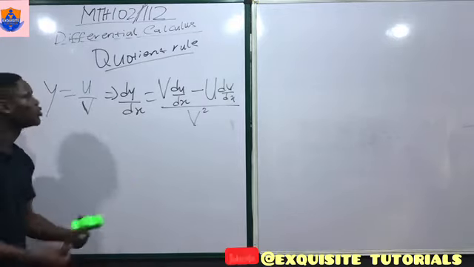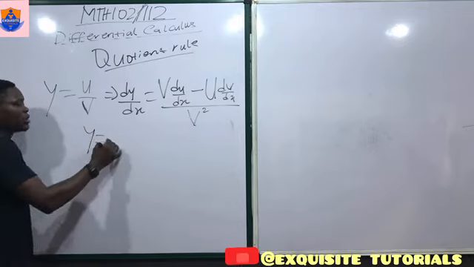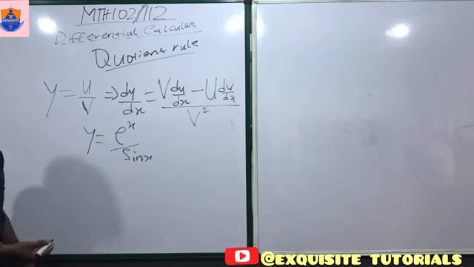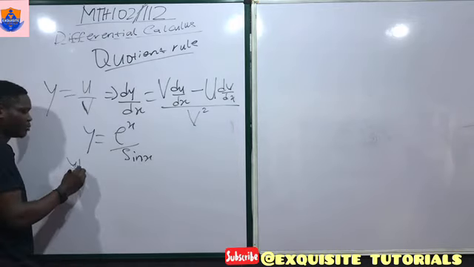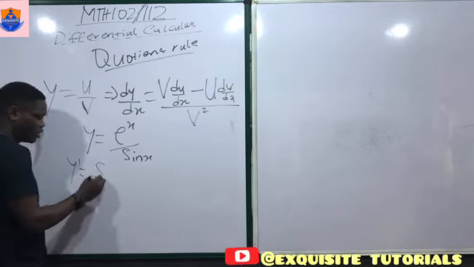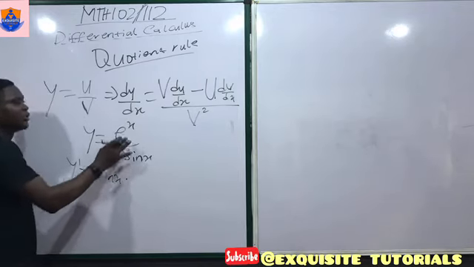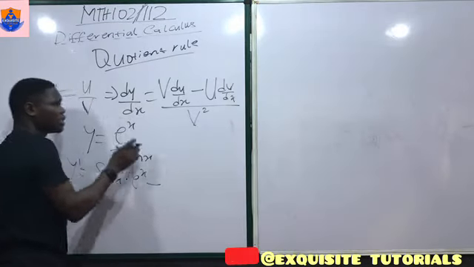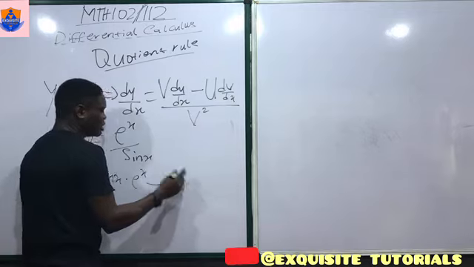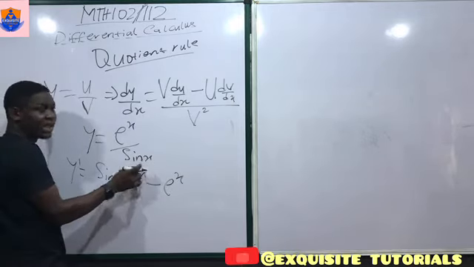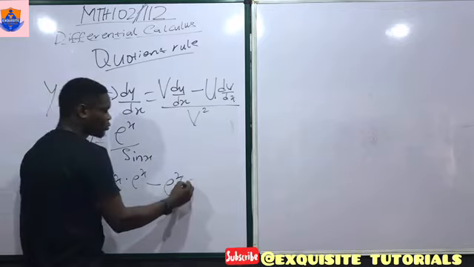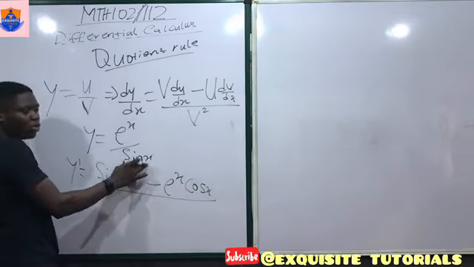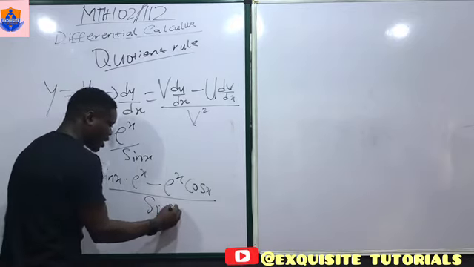So let's quickly solve some questions. Now if y is exponential x all over sine x, what will be your dy over dx? As easy as ABC. Your y prime is take the denominator, which is sine x, dot differentiate the numerator, which is exponential x, then minus take the numerator, which is exponential x, then differentiate the denominator, which is sine x. When you differentiate sine x, you are going to have cos x. Then everything all over the square of the denominator. So you are going to have sine square x.